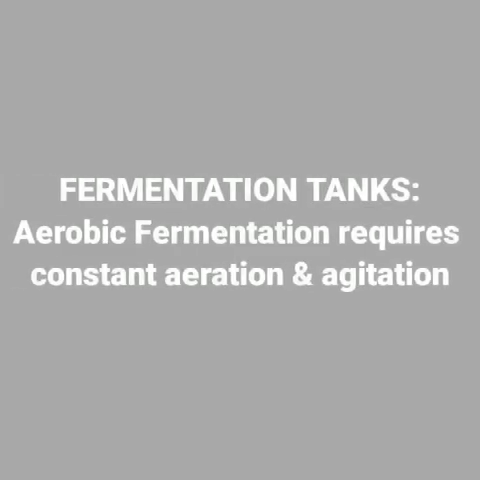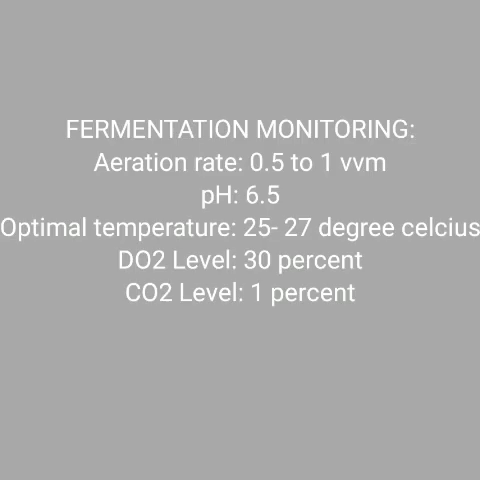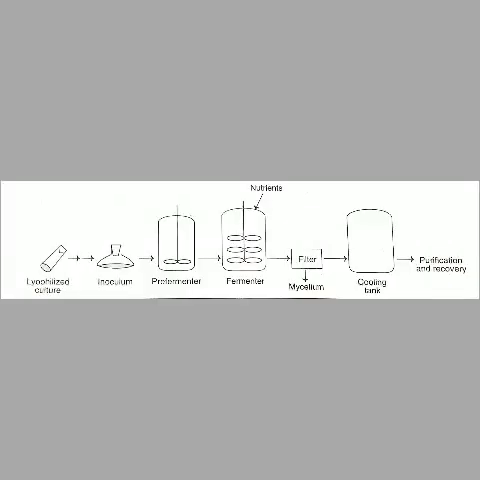Fermentation tanks. Stainless steel tanks are preferred. 40,000 to 2 lakh liters is the capacity of these tanks. This is the scheme of production. Fermentation monitoring. Aeration rate 0.5 to 1 ppm, pH 6.5, temperature 25 to 27 degrees, DO2 30% and CO2 1% is required. This is the fermentative production flow diagram.